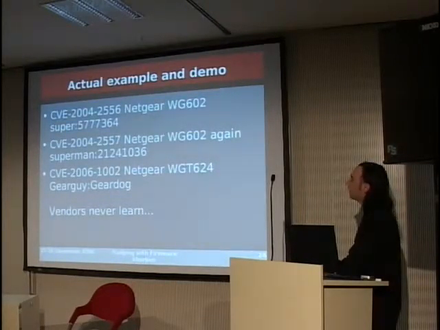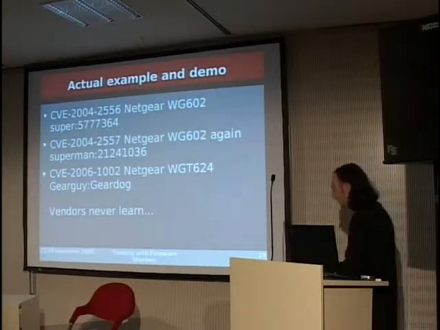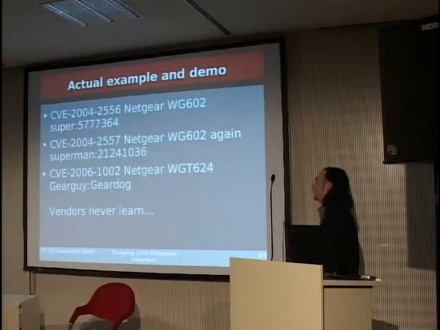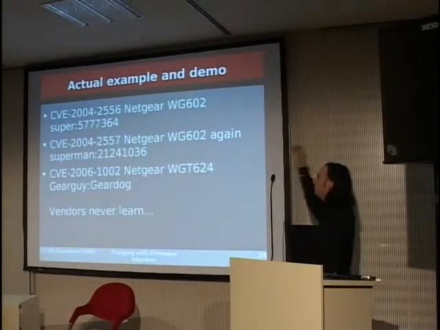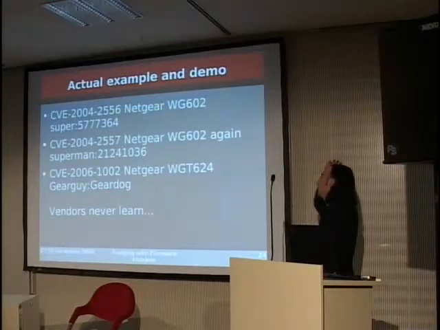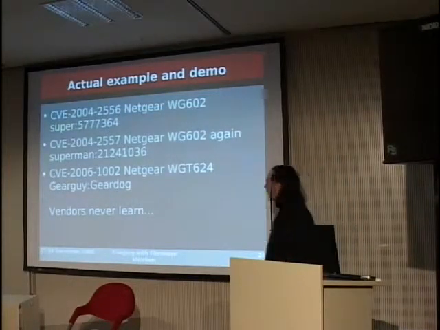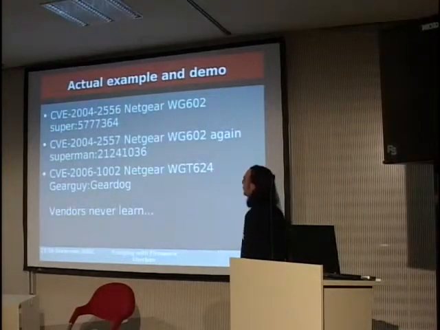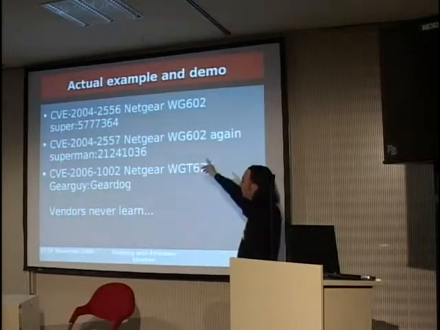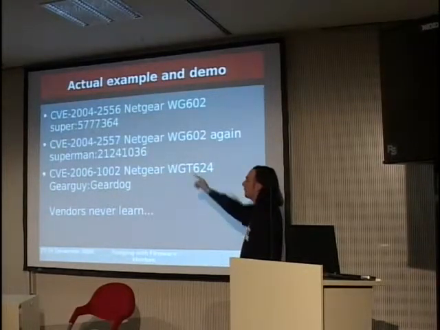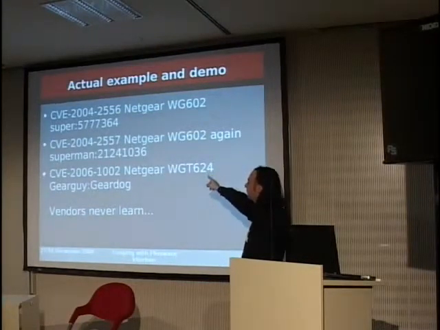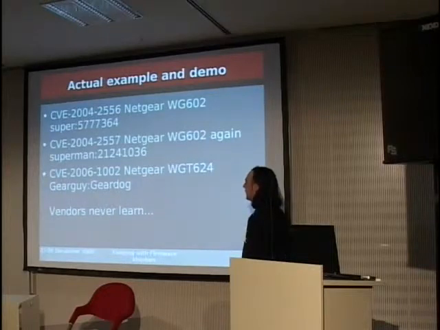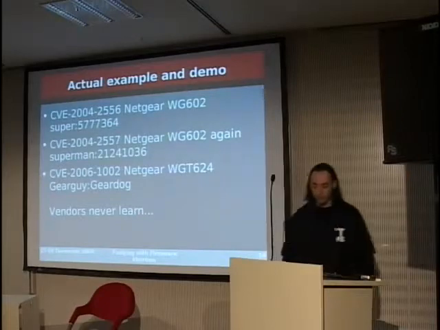I'm going to show you a Netgear firmware, which had the particularity to be from the same model as this. It's a wireless router, WG602, which had so far 3 different advisories on Bugtraq. One in 2004 with a hard-coded username for administrative access. Another password the same day. And 2 years later, same mistake. So let's have a look on how to identify this.